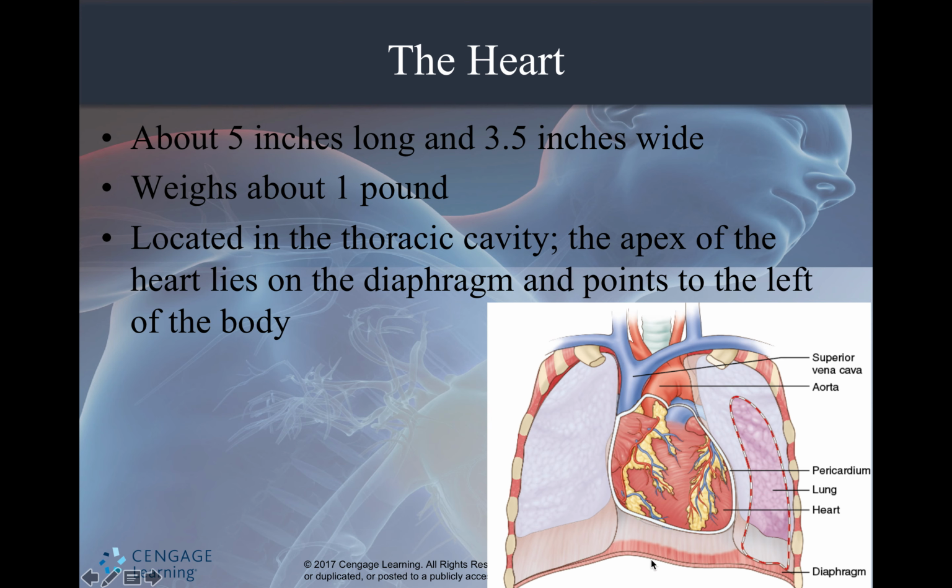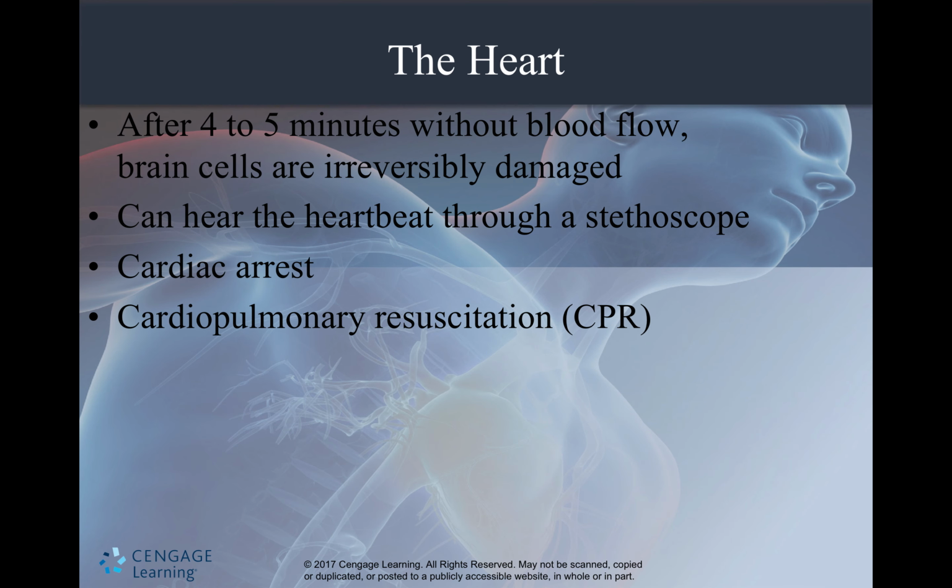And then beneath it lies the diaphragm, and that separates the thoracic and the abdominal cavities. So we've talked about this before, that without blood flow, i.e. oxygen, you have 4 to 5 minutes before you start having tissue damage, especially to the brain and to the heart. So after that time, you can have irreversible damage to heart tissue and brain tissue.